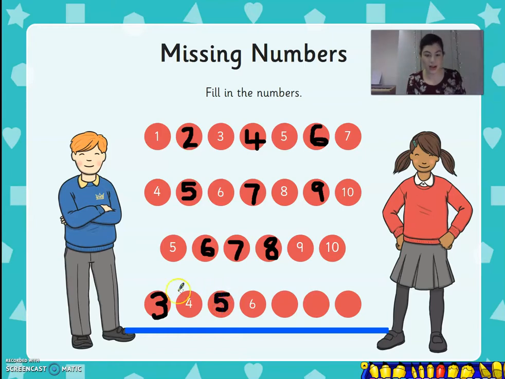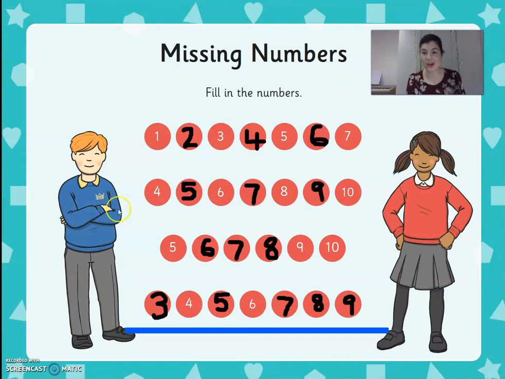So we know we're on the right track. 3, 4, 5, 6, 7. Let's just keep counting. 8 and 9. Absolutely. Let's double check it. 3, 4, 5, 6, 7, 8, 9. Fantastic. Well done, everybody. Super, super working out.